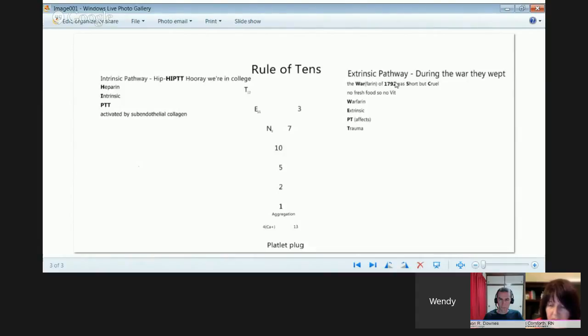Okay. So if we go over to the other side, we have the intrinsic pathway. That means that it's activated intrinsically. In other words, it's activated from our internal self. And so the medication that we think of is heparin. That's the one that it affects.